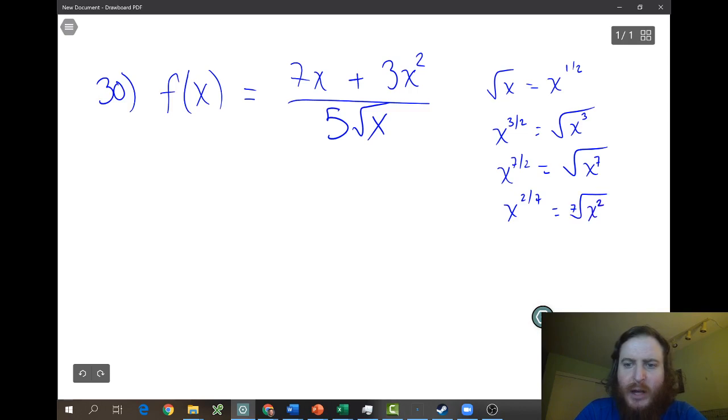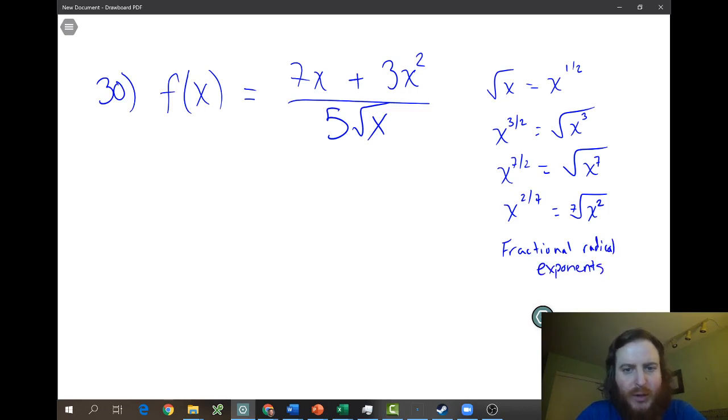If this is not something you're comfortable with, go back to the lesson we had on this in the review unit, or search YouTube for fractional exponents or radical exponents, and find a couple of videos that you like to help you out with that. That's a concept we really need to understand well.